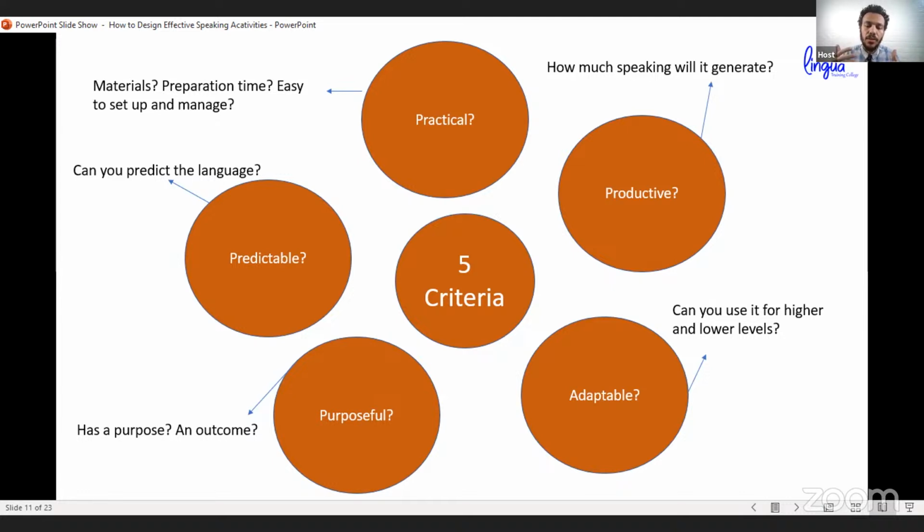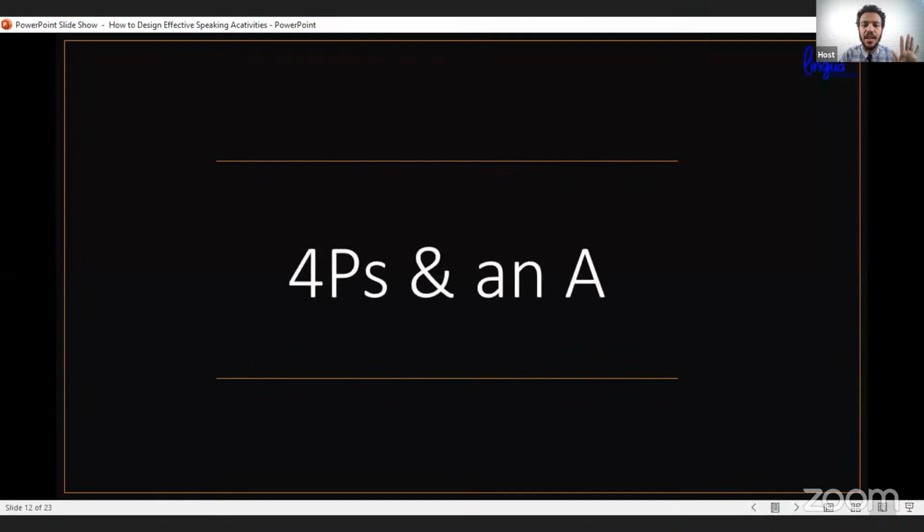You adapt it through your classes through the day, with a teaching language center or in a school. Whatever the activity can do with higher and lower levels, primary and high school students, if it works the same, that's an adaptable activity. So these are the 5 criteria of an effective speaking activity, 4 P's and 1 A. Do you remember them now?